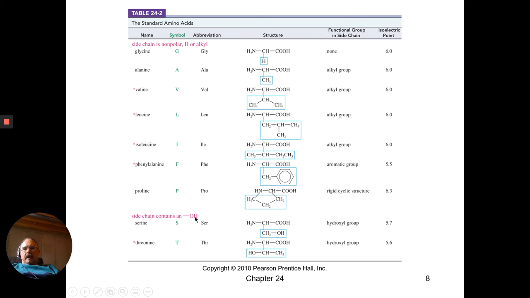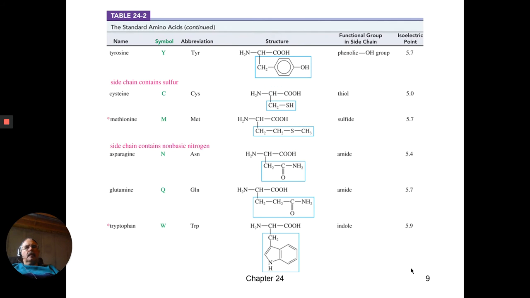Okay, here are a couple of amino acids that have alcohols on their side chains, serine and threonine. Okay, and here's a phenol, tyrosine. And we've got a couple of these that contain sulfur. Cysteine has a thiol. Methionine has a thioether or sulfide group.